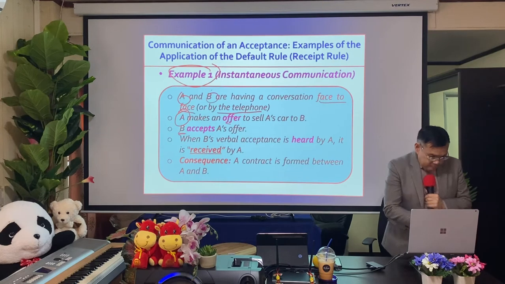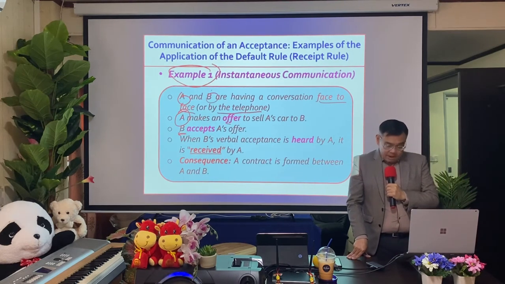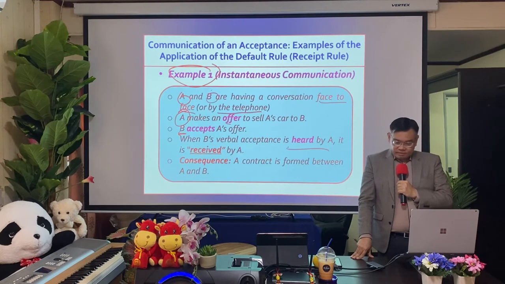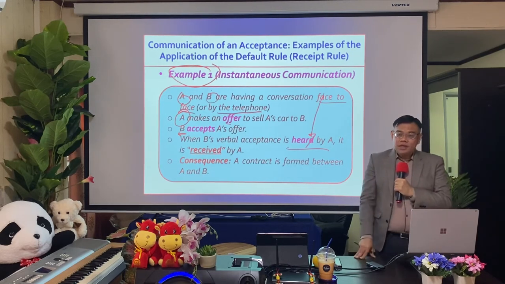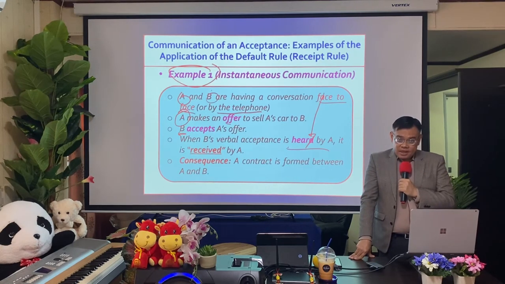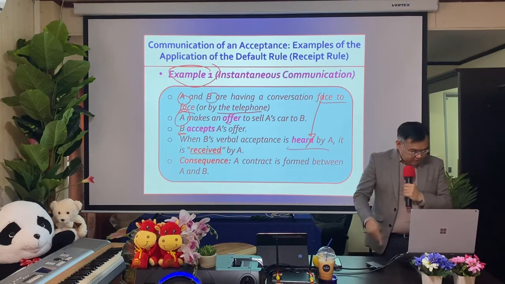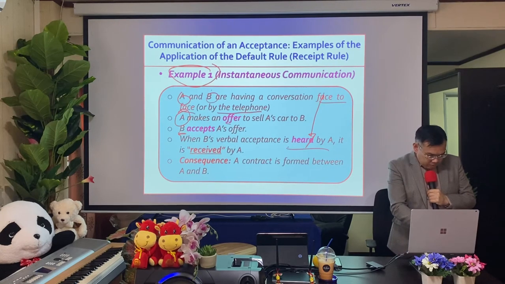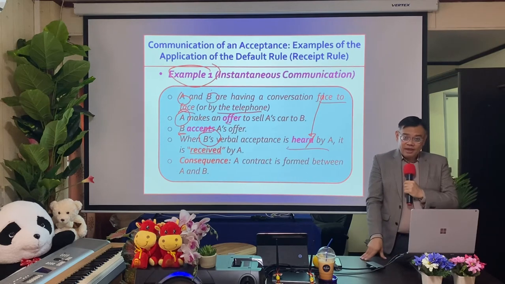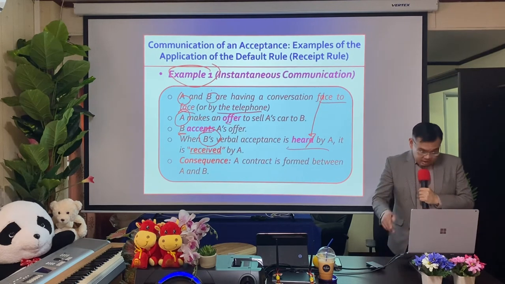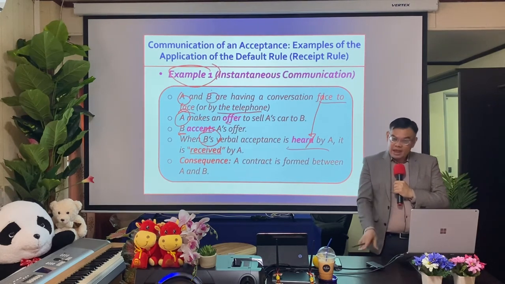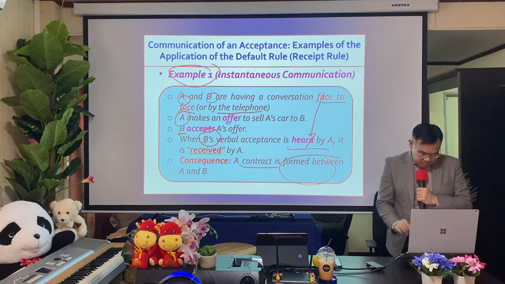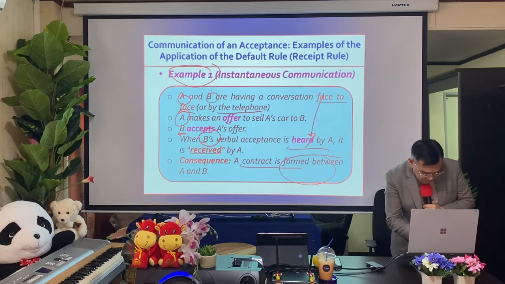So when B makes an acceptance, the acceptance made by B is heard by A. A can hear B's acceptance in this case. Let's suppose that A makes an offer and B accepts said offer, and B's acceptance is heard by A. The fact that A hears what is said by B means that B's acceptance is received by A, so there is a contract between A and B here. A contract is formed between A and B.